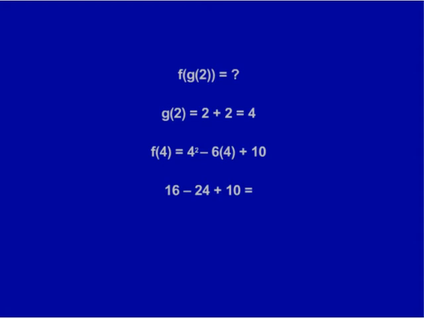We now substitute that 4 back into our original equation of f of x equals x squared minus 6x plus 10. Substituting the 4 in there, we see that we have 4 squared minus 6 times 4 plus 10, which is 16 minus 24 plus 10, which gives us 2.